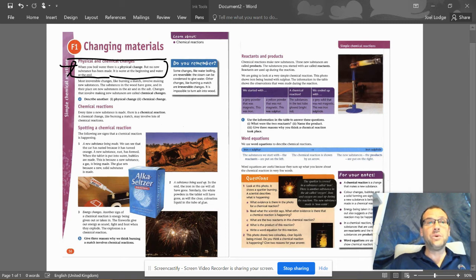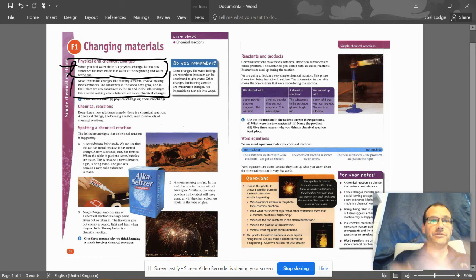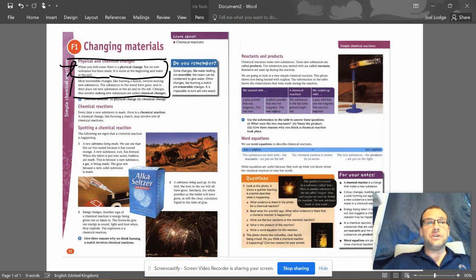So, when you boil water, it's a physical change. No new substance has been made. It's water at the beginning and it's water at the end. So that's a physical change, like melting, boiling, evaporating, freezing, which we have covered already in particle theory. A chemical change, in the next box, is something where a new product has been made, right? And that is a chemical change.